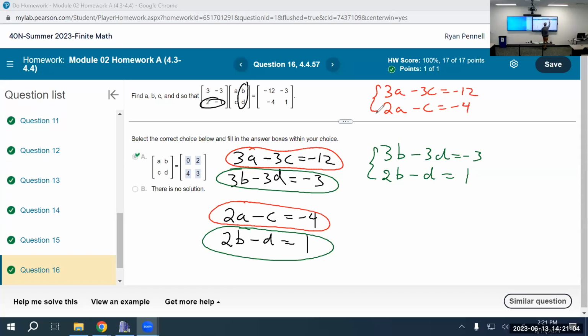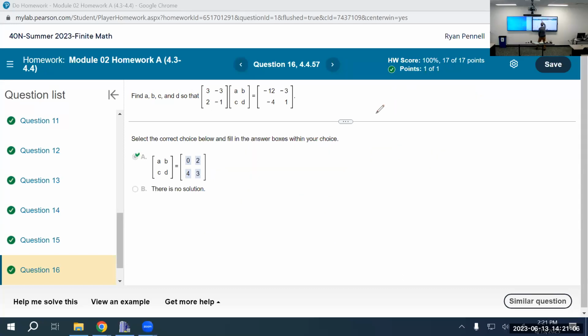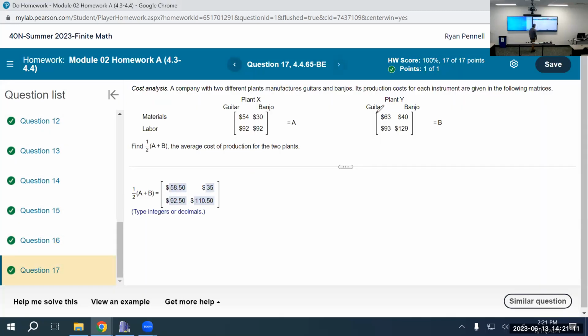Well over on time with the first section. That one, I think there's only one more I need, maybe two more I need to show. All right, this one. Last one, word problem, cost analysis. A company with two different plant manufacturers, guitars and banjos. Its production costs for each instrument are given in the following matrices.